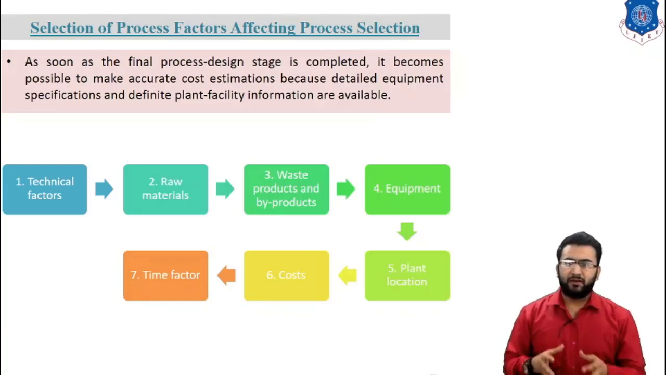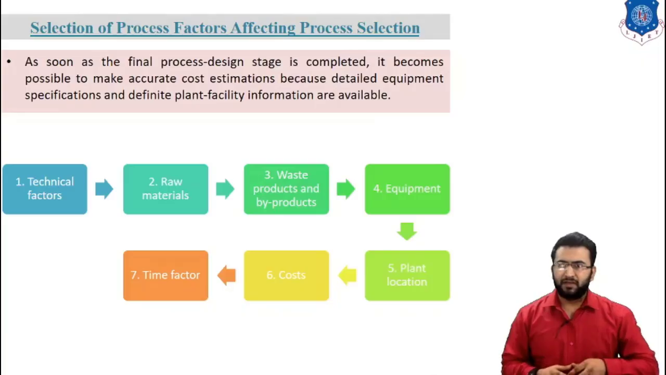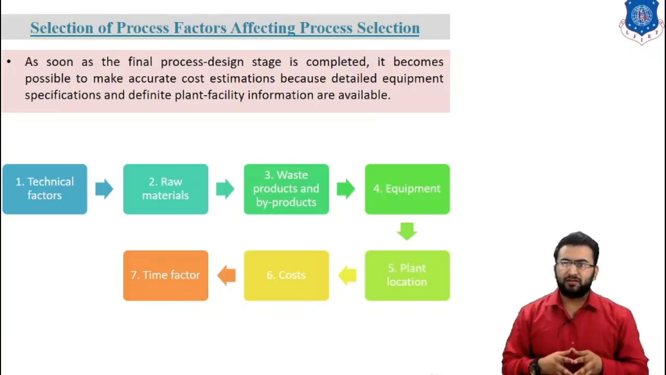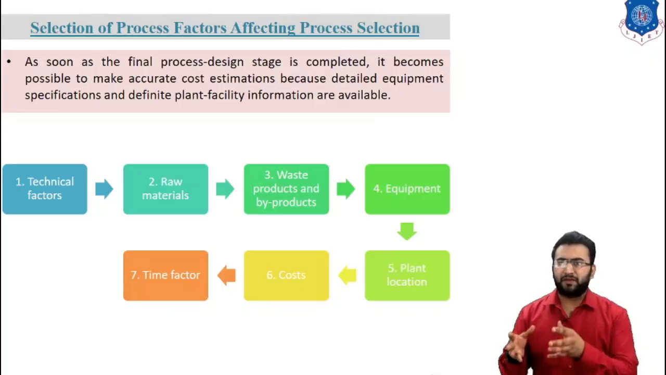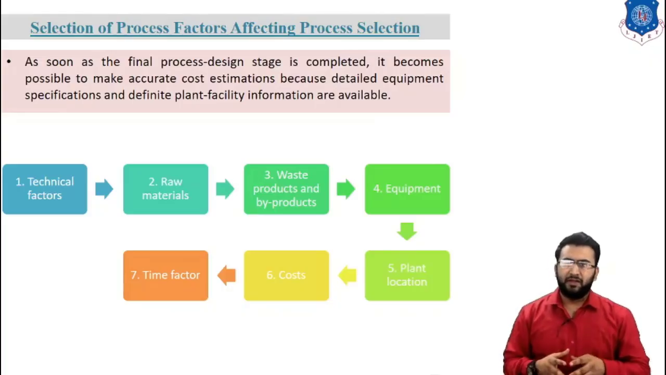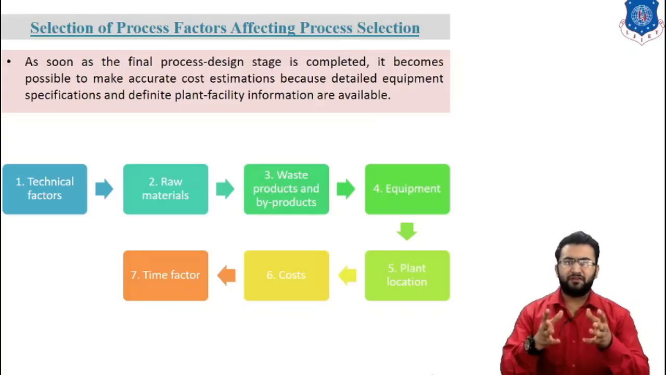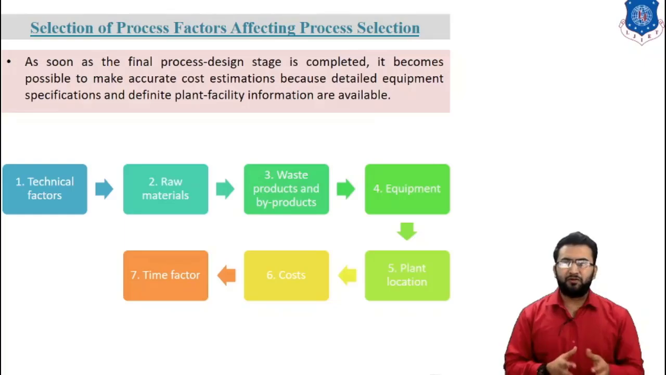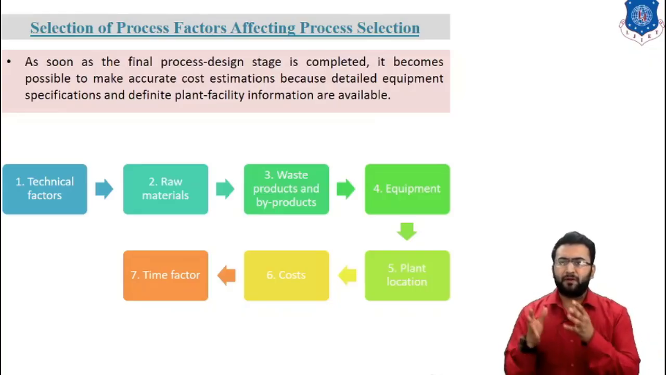As soon as the final process design stage is complete, it becomes possible to make accurate cost estimation because detailed equipment specification and definite plant facility information are available. In the course of a design project, it is necessary to determine the most suitable process for obtaining the desirable product. Different manufacturing methods may be available for making the same material and various processes must be compared in order to select one of the best suited to existing conditions. The comparison can be completed through the development of a complete design.